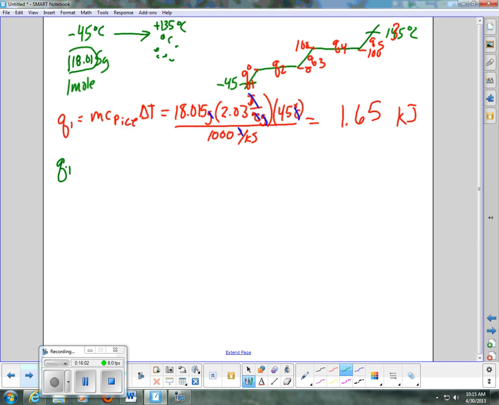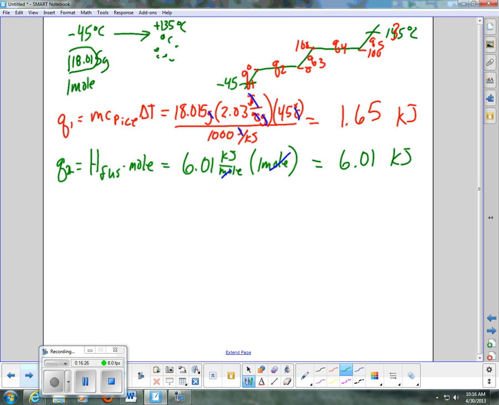Okay, let's go on to the second one, Q2. What's the equation for Q2? Heat of fusion times moles, right? This one was the easy one. So heat of fusion, 6.01 kilojoules per mole times 1 mole. Moles go out. 6.01 kilojoules.